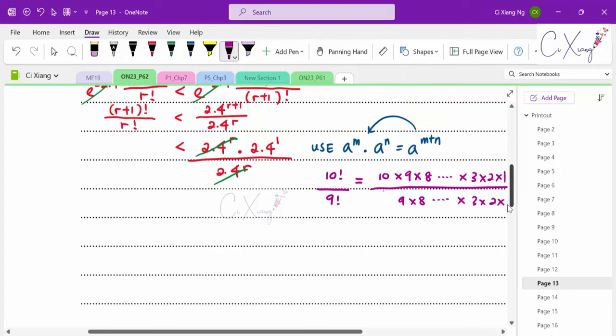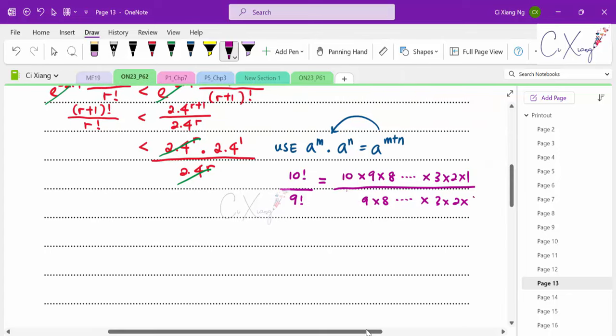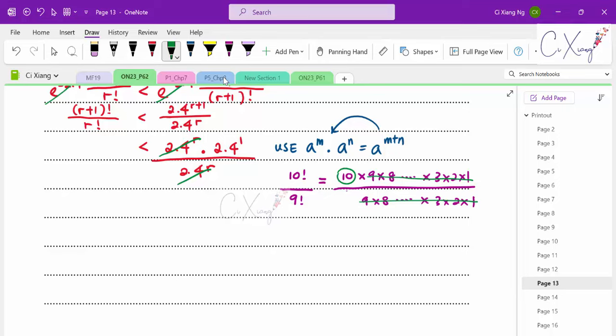Okay, sorry. So 3, 2, and 1. From here, you can see that you can cancel off the 9 until 1 directly, leaving only the 10. So what's the difference between 10 and 9? It is 1. So that means if let's say 9 is r, then 10 will be r plus 1. If we apply it in general, I'm having r plus 1 factorial divided by r factorial.